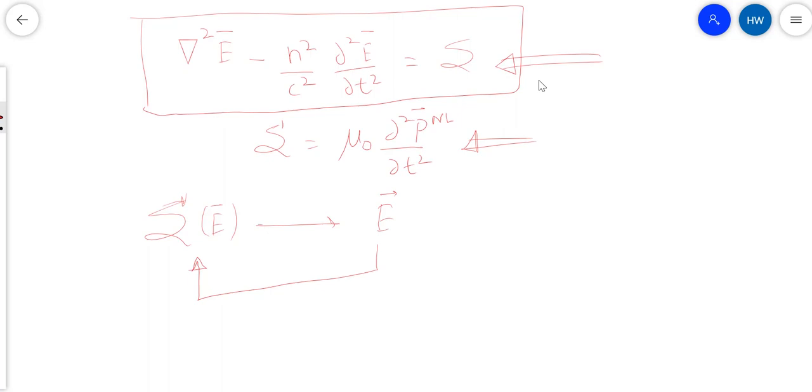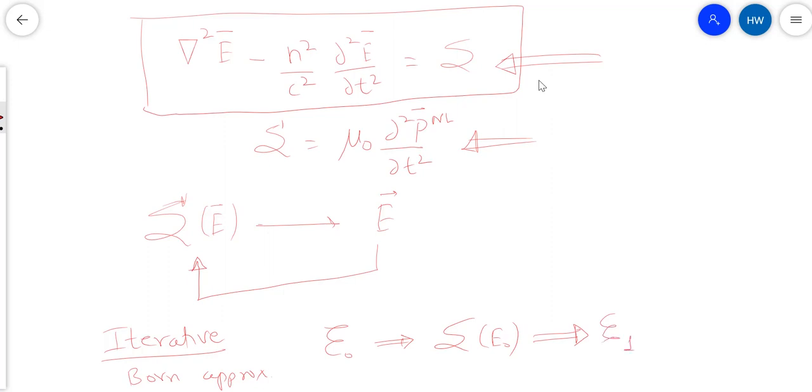So you see, I have got this problem where I need to carefully calculate the E, which depends on the source, and where the source itself depends on the electric field, because that comes into the nonlinear polarization. So to solve this self-consistently, there are two ways of doing it. One is iterative, more closer to the philosophy of Born approximation.